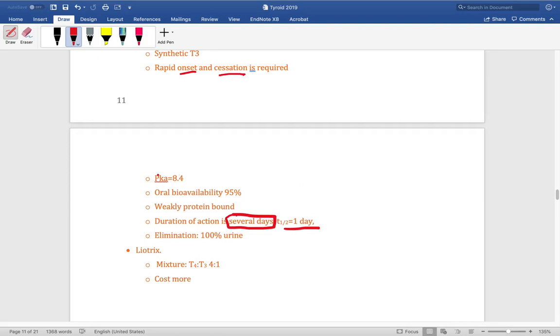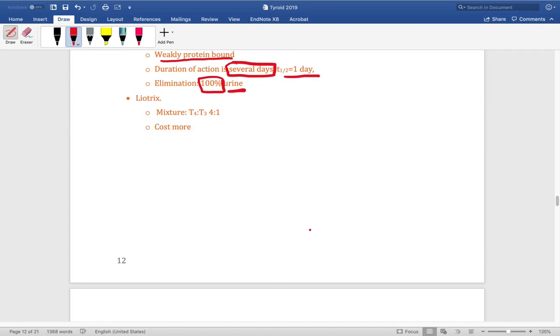Okay, so pK is 8.4. It is more bioavailable, 95%. It's weakly protein bound. Okay, and it's eliminated 100% in the urine. Okay. Then you have Lyotrix. It's a mixture of T3 and T4, 4 to 1. It costs more, and it's not very clear that this has any advantage over taking one or the other of the above.